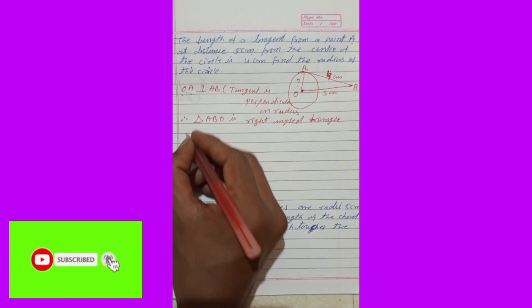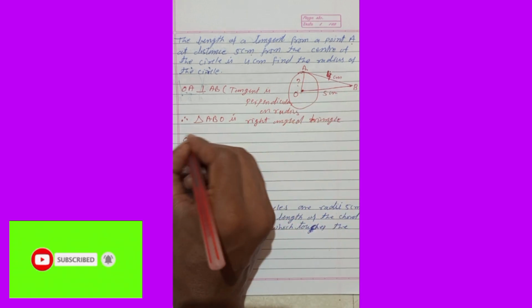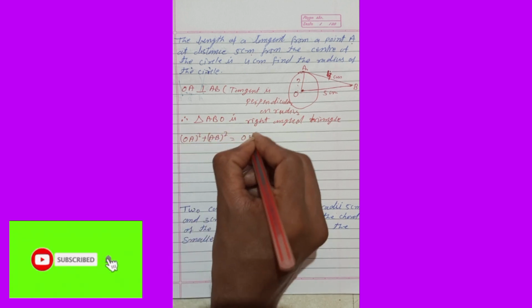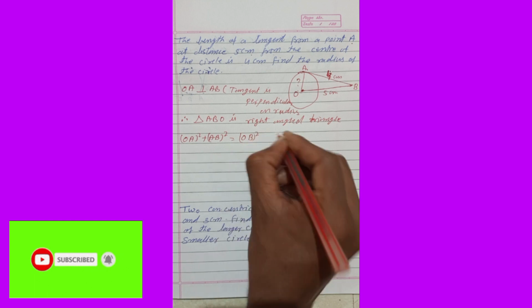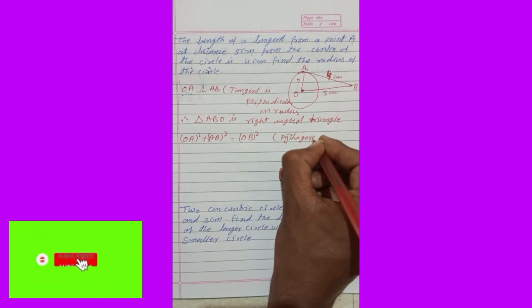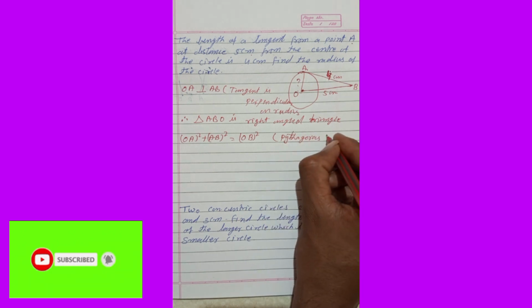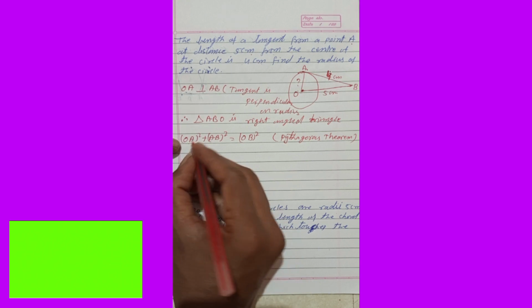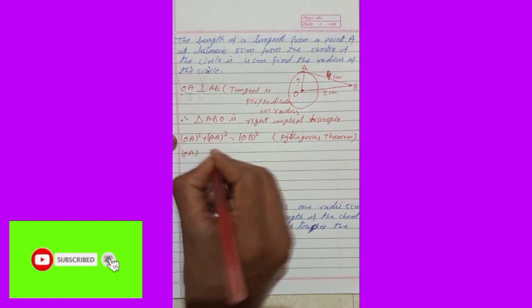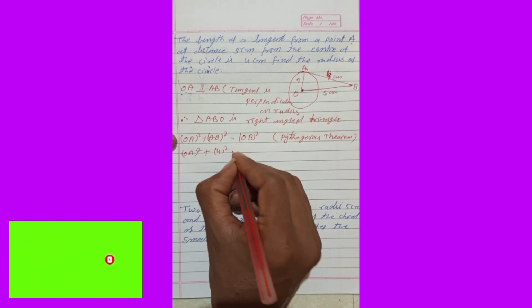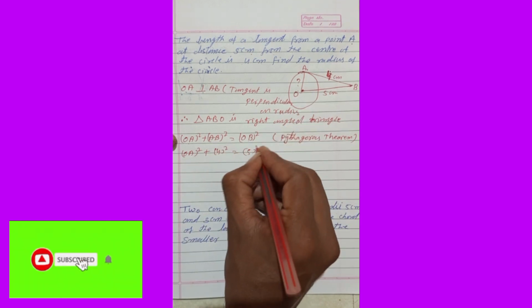So what does the Pythagoras theorem say? OA whole square plus AB whole square is equal to OB whole square, by the Pythagoras theorem. Now OA, how much? We don't know, so OA only is written. Square plus AB, how much? 4 centimeter, so 4 centimeter square. OB how much? 5 centimeter square.